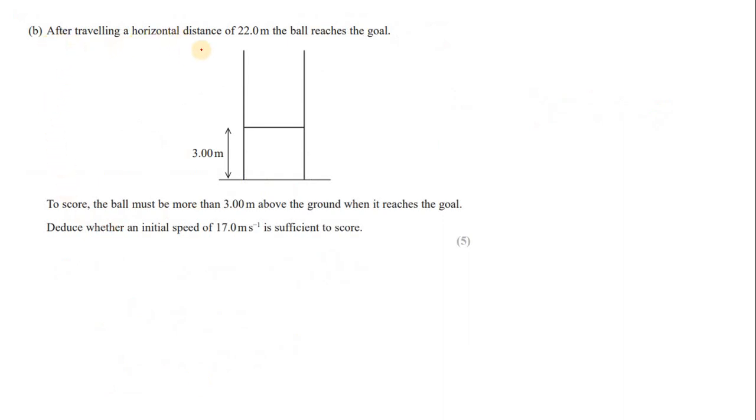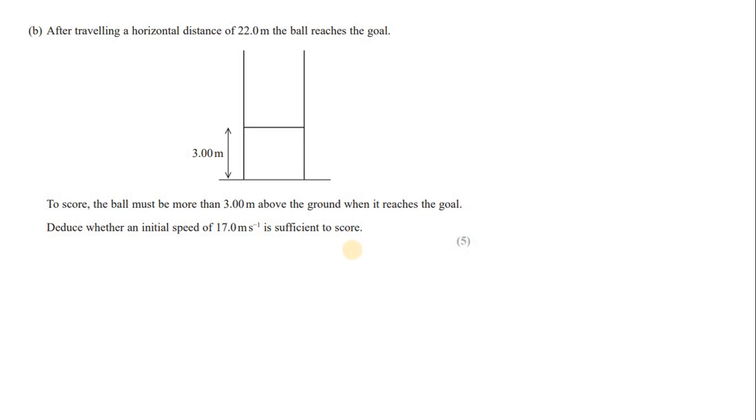After traveling a horizontal distance of 22 meters, the ball reaches the goal. To score, the ball must be more than 3 meters above the ground when it reaches the goal. Deduce whether an initial speed of 17 is sufficient to score or not.